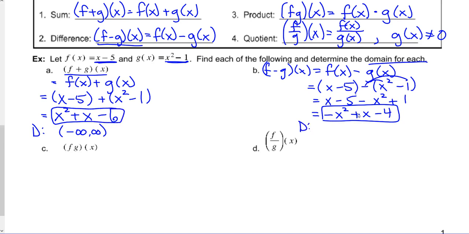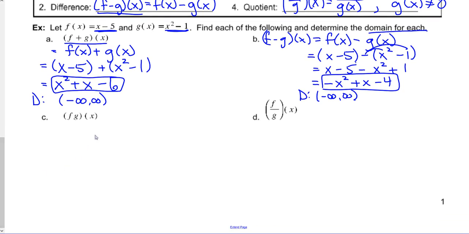So coming back here, this is a polynomial. There's no number we can't throw in there. Therefore, we have an all real number domain again. Okay? All right, let's try f times g. Let's scoot this up a little bit.